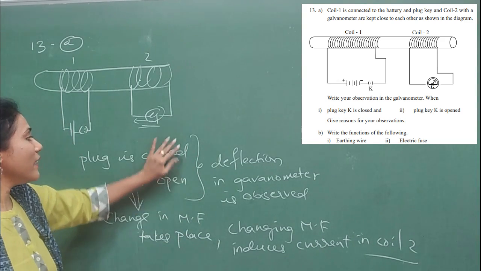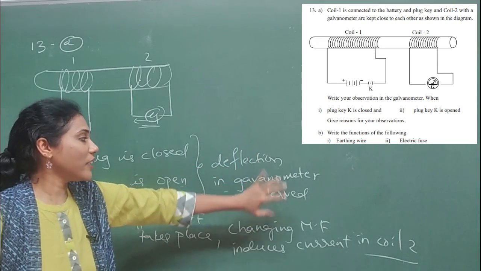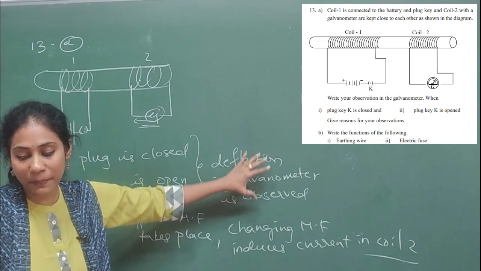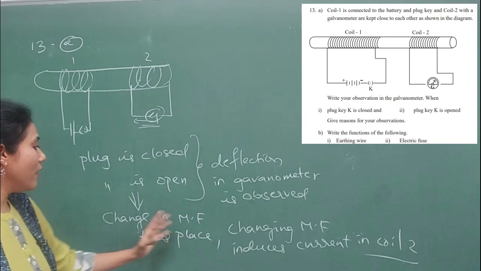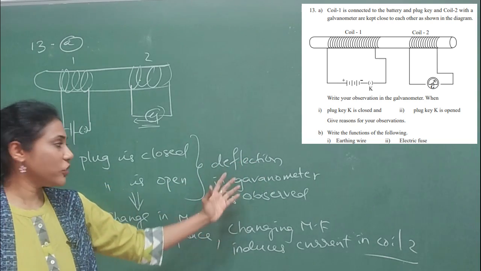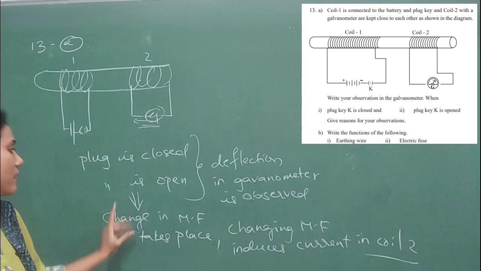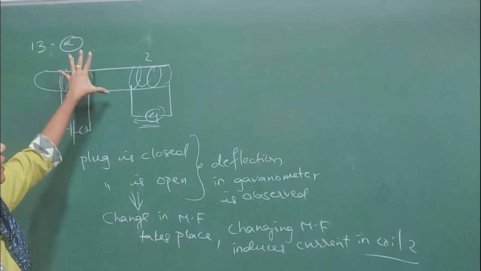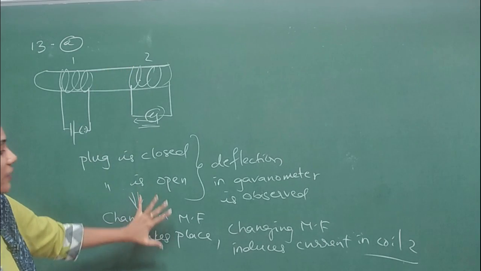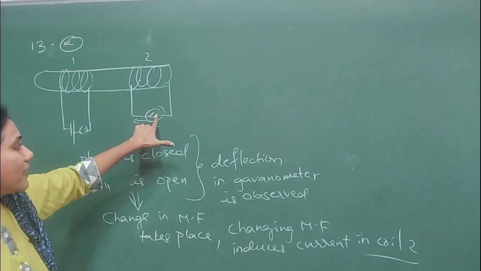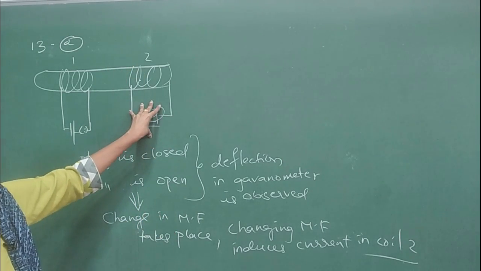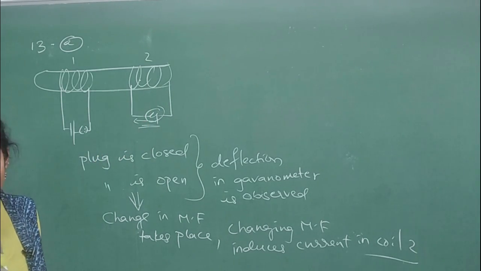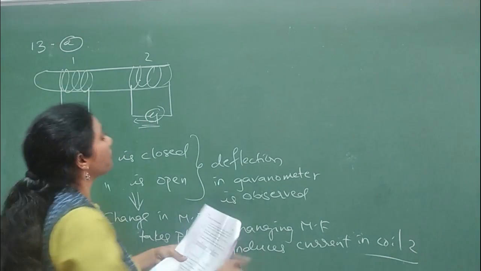What happens when closed and open? Deflection in galvanometer is observed in opposite direction. For that maybe 1 mark. And why is this deflection observed? It is because the magnetic field changes in the region around coil 1 and 2. So change in the magnetic field induces electric current in coil 2. That's why you find the deflection in the galvanometer. Okay, so very simple. Next, B question.